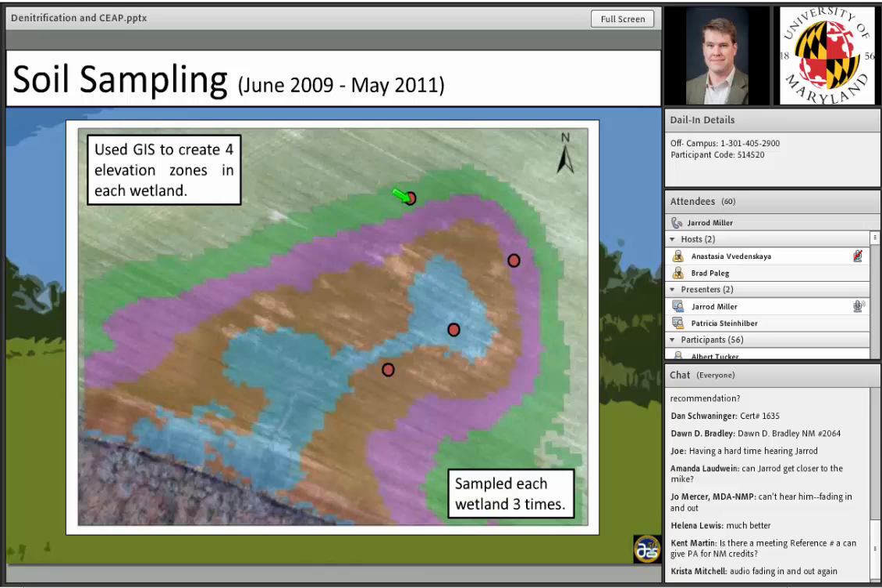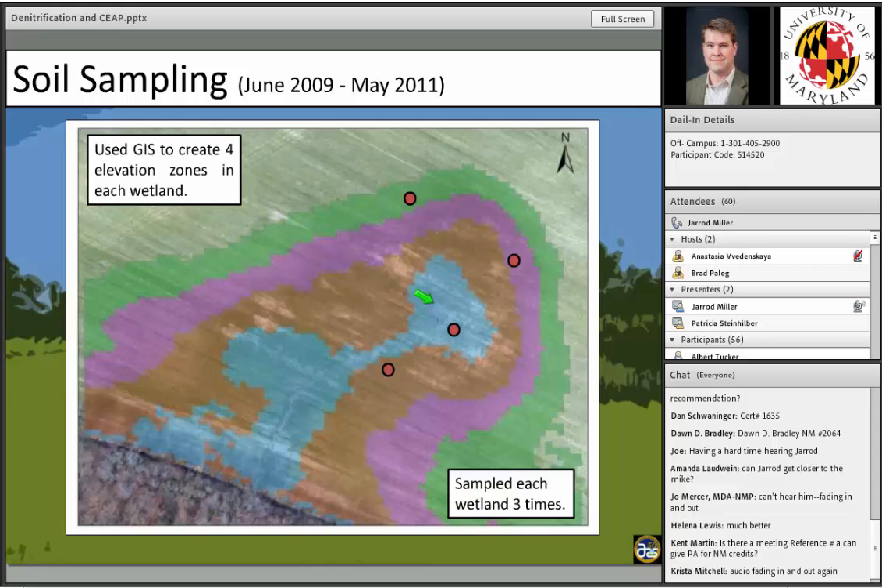What's the difference in denitrification? Because it's also going to vary by temperature, we sampled each wetland 3 times over a 2-year period. We got out there 3 times, at least spring, summer, fall, as best we could, to try to get temperature variation too. Because you can't just have one number for DEA because so many factors affect it in its variation.